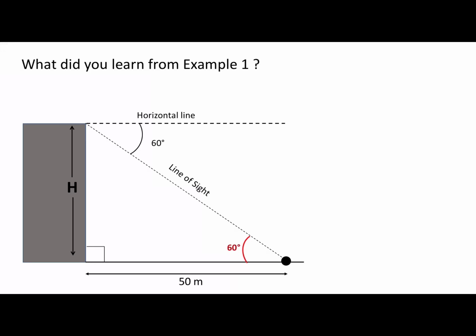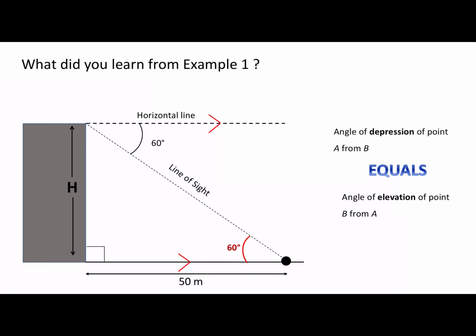And then from the example, we arrive at one important fact. Angle of depression of point A from point B is the same as angle of elevation of point B from point A. Now this is an important fact. If you still cannot see this, pause the video, rewind a bit and discuss with your friend.